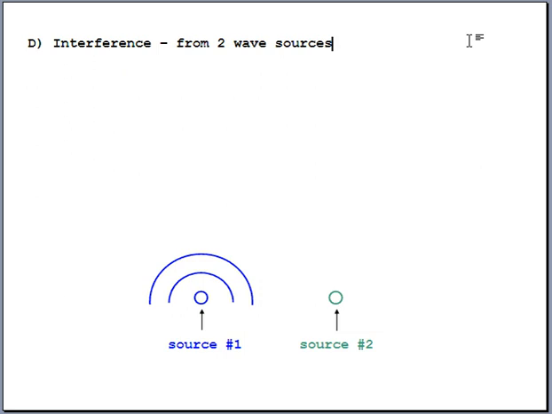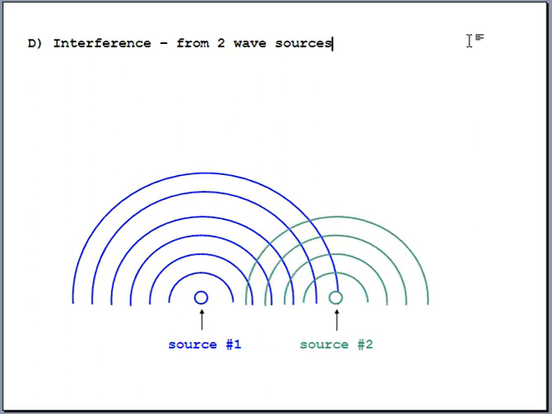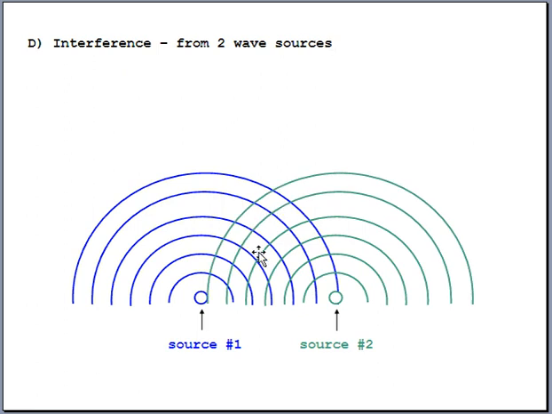So source number one could be radiating out some waves like this, and they're heading out into some room. But while source number one is doing that, source number two could be sending out that exact same wave sound like this. And those waves are going to start to overlap each other in this region here. And as they do overlap, you get some very, very interesting patterns depending on where you're standing in the room.